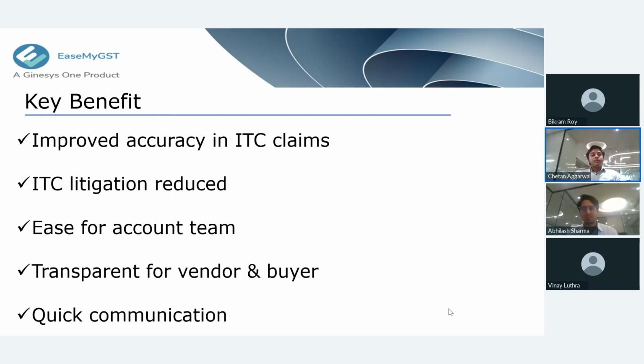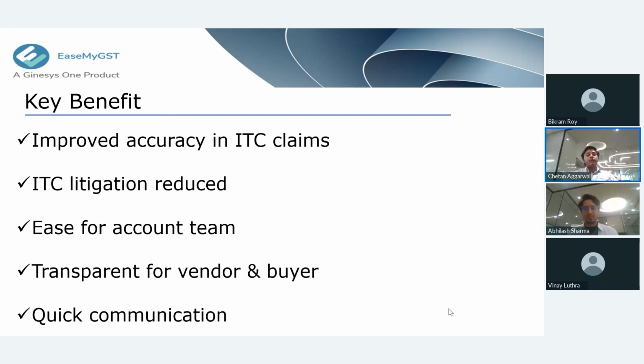So the fourth point is transparency for vendor and buyer. This point wants to say that there is transparency for vendor and buyer. If there are any discrepancies available, with the help of the GST portal, you can share a mail with your vendor regarding the discrepancy. So these points enable us to remove the discrepancy in the IMS.